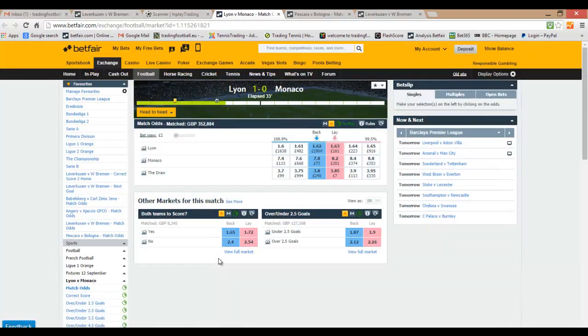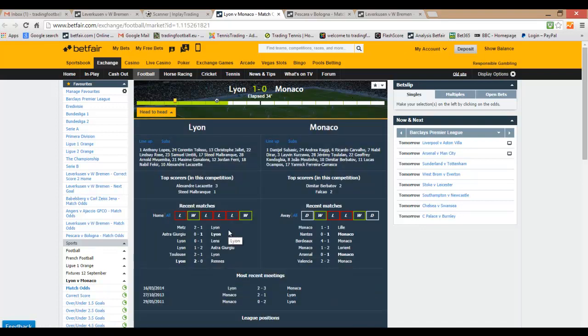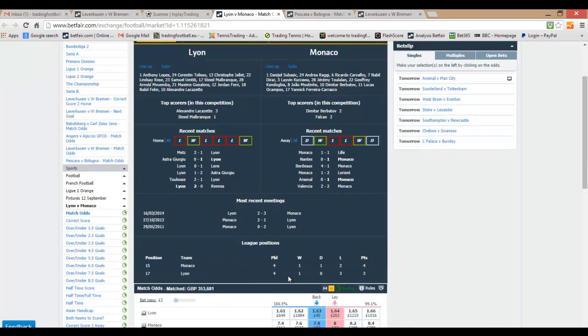So nothing too anxious at the moment with the Leverkusen game. Lyon-Monaco, it's strange because the two sides made a fairly poor start to the season, lying 15th and 17th in the table. Now, a draw was probably a fairly reasonable result.